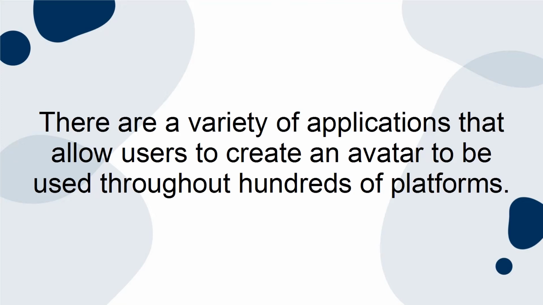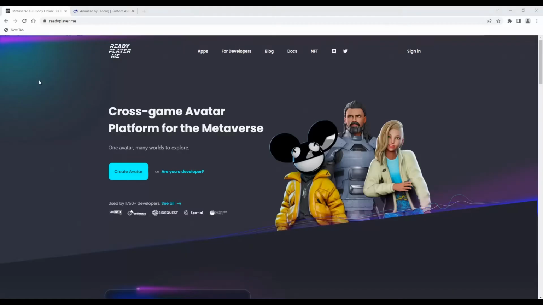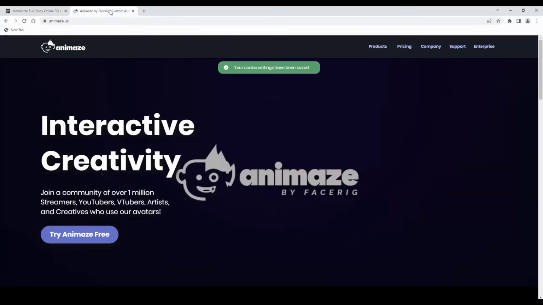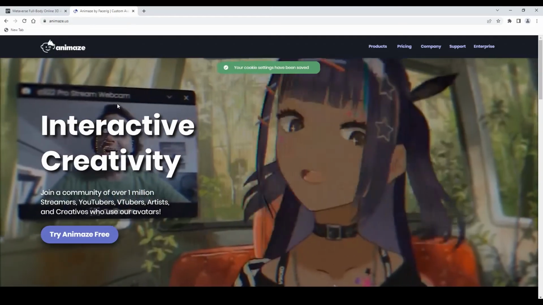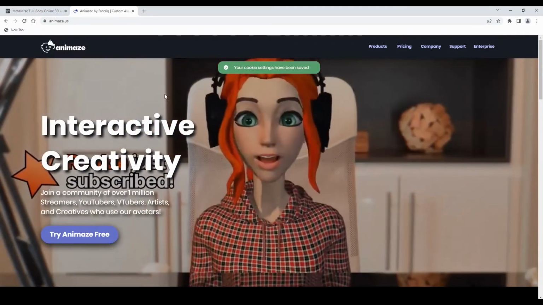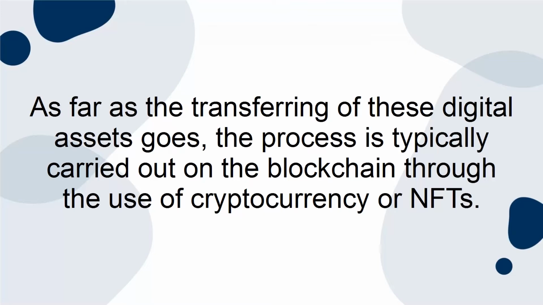There are a variety of applications that allow users to create an avatar to be used throughout hundreds of platforms. Some of these include Ready Player Me and Animese. These two apps not only allow you to create game characters, but you can also use your avatar in Zoom meetings. As far as the transferring of these digital assets goes, the process is typically carried out on the blockchain through the use of cryptocurrency or NFTs.